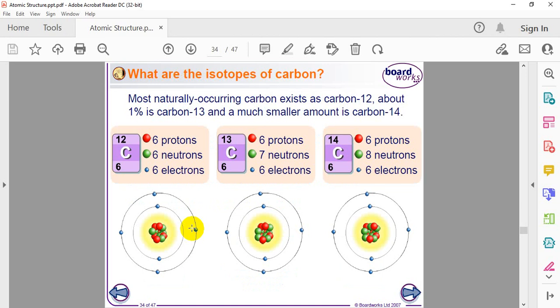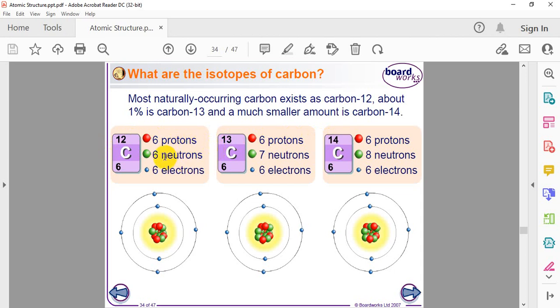Most naturally occurring carbon exists as carbon 12. Only about 1% is carbon 13, and a much smaller amount is carbon 14. So carbon has 3 different naturally occurring atoms. The first carbon is carbon 12, this one. The second is carbon 13. The third is carbon 14.